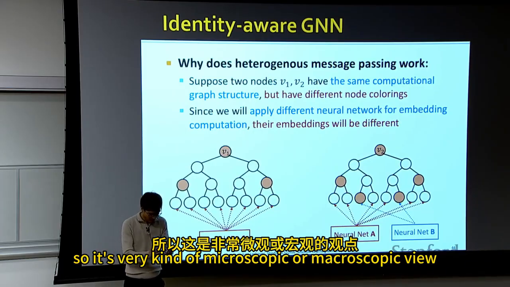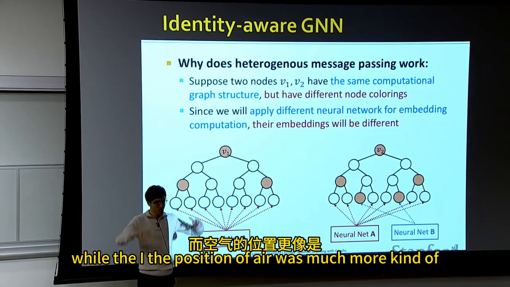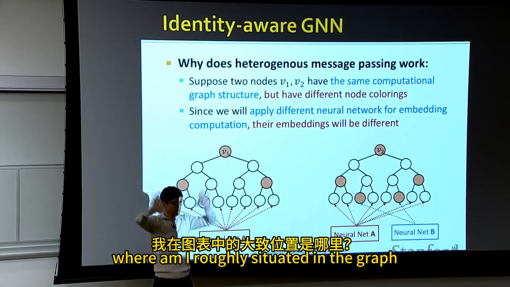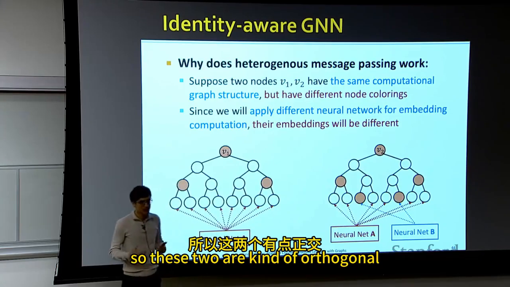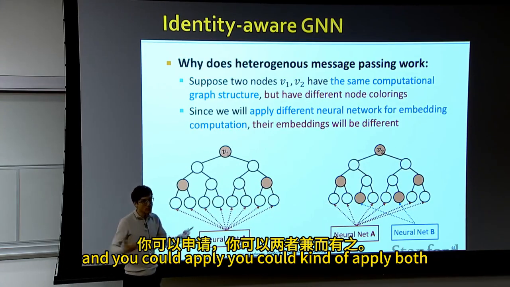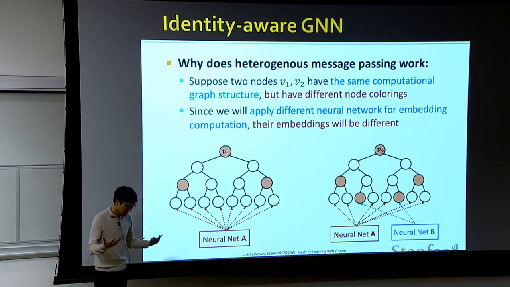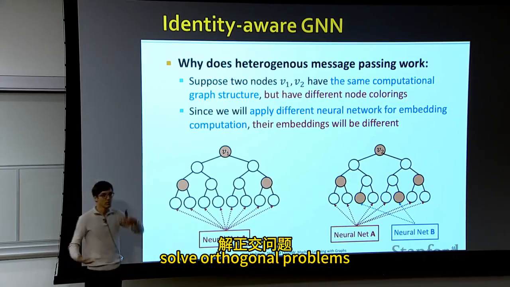So it's a very microscopic or mesoscopic view, while the position-aware was much more macroscopic: where am I roughly situated in the graph? So these two are orthogonal or complementary, and you could apply both, right? Because they solve orthogonal problems.